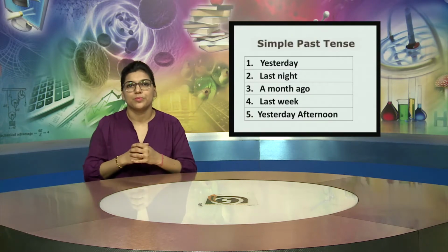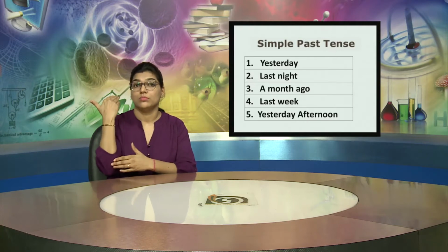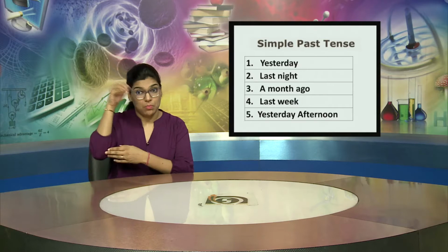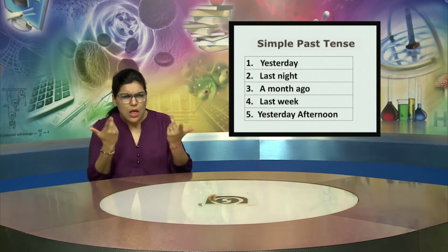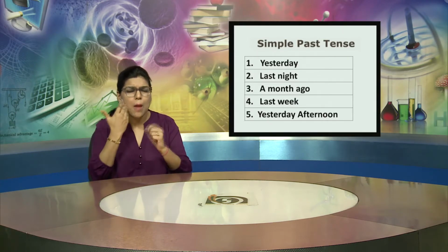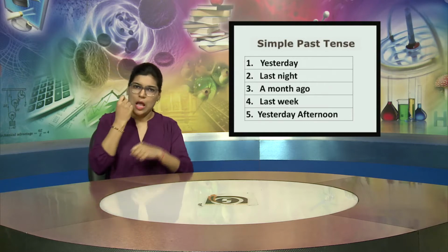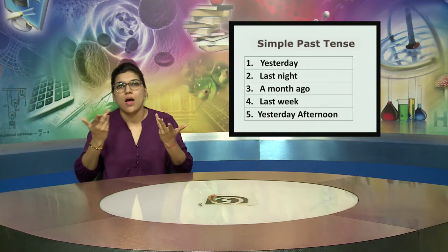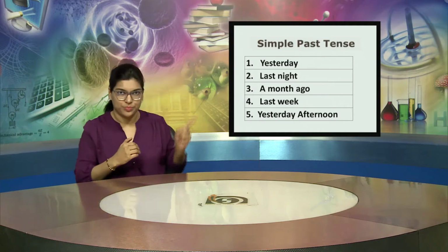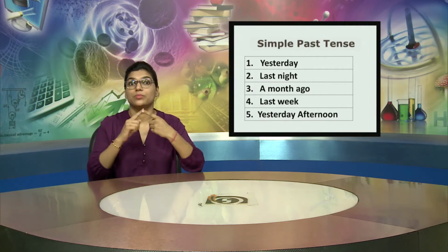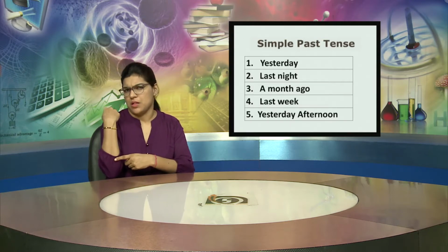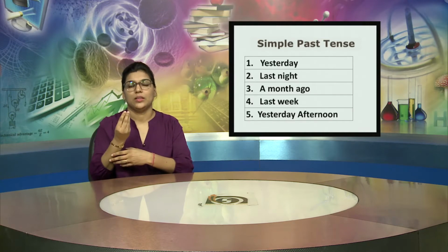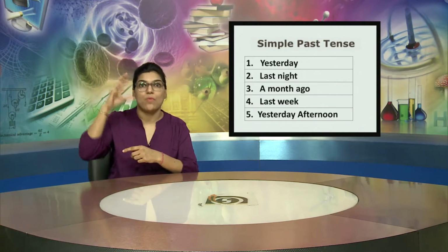Now you can see on the screen there are different words. The first one is yesterday. If you are talking about yesterday, you need to put the past form of the word. There are also these words you need to know, like yesterday. Whenever you are talking about yesterday, you need to use the past form of the verb.